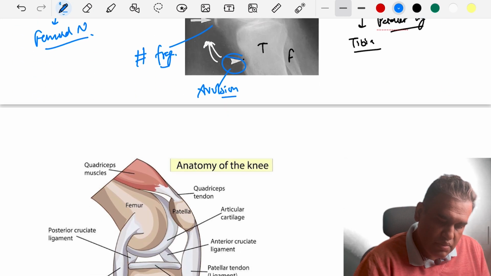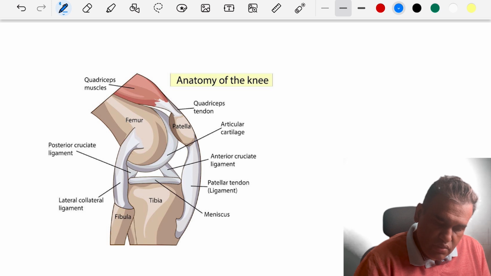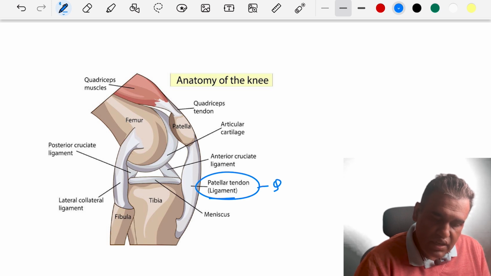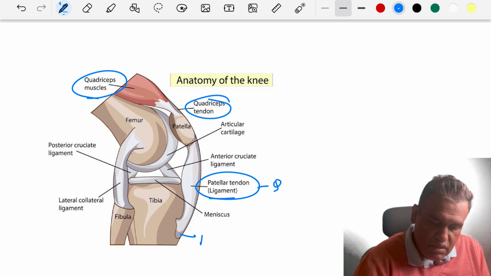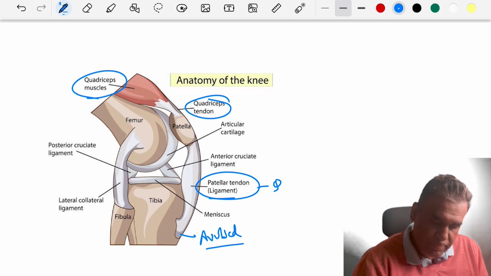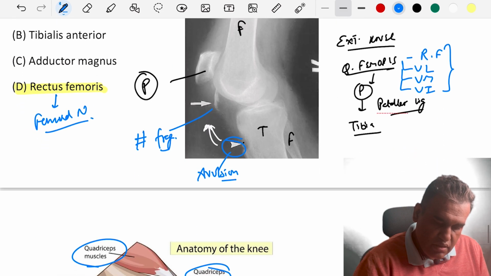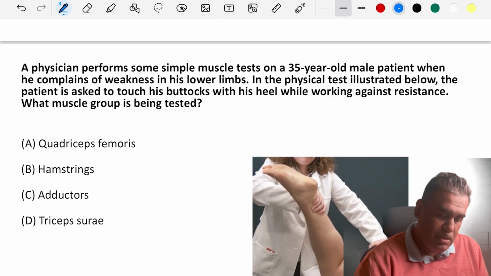Look at this image also, anatomy. This is what was in the question: the patellar tendon or patellar ligament coming from the quadriceps muscles, going to this tibia. So this part was avulsed. Remember this. Okay, so moving from this 50% battle over.